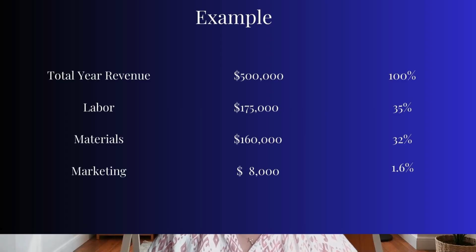Now let's look at marketing. You spent 8,000 on marketing. 8,000 divided by 500,000 is 1.6%. That's way below the recommended 5 to 10%, and it explains why you're always scrambling for leads. The math makes the picture clear. Now you can also start pricing your jobs correctly.